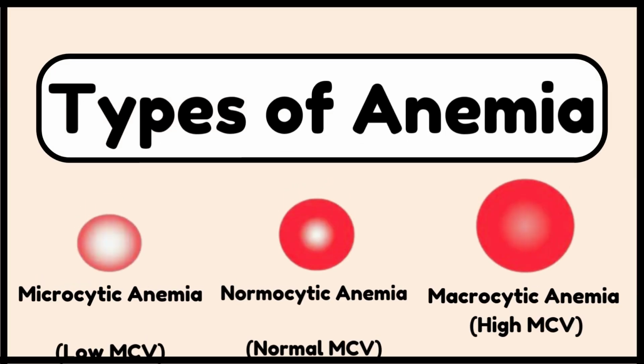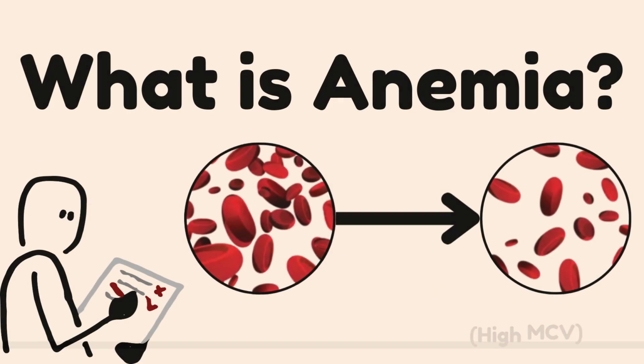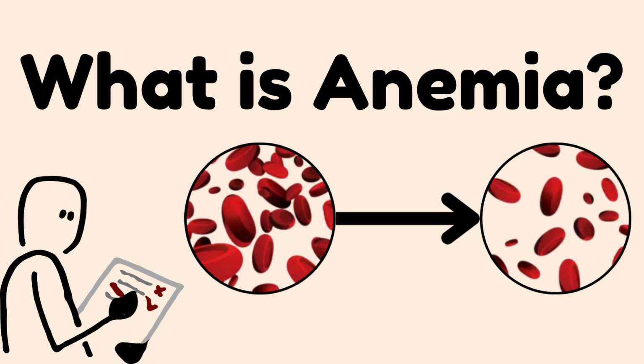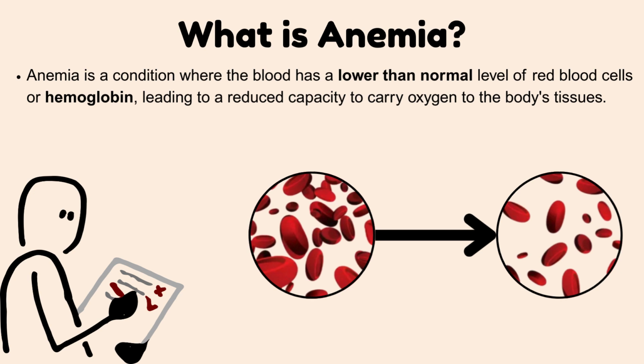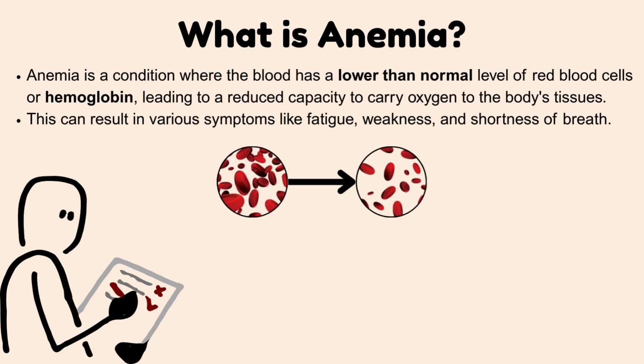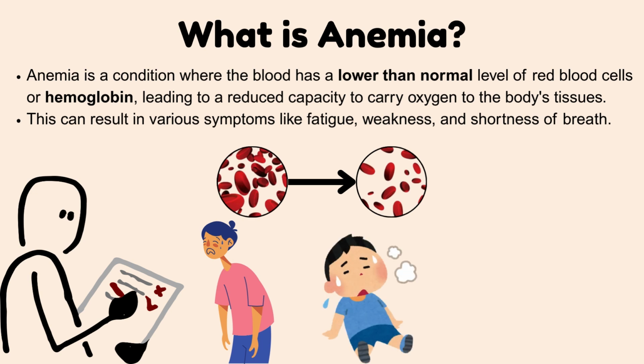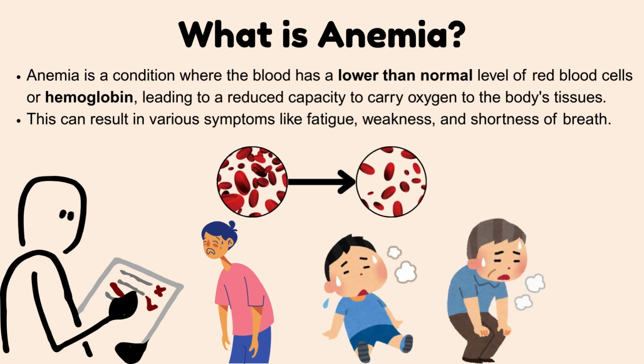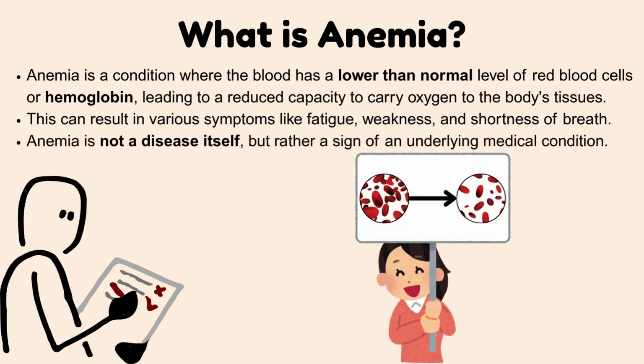Types of anemia. What is anemia? Anemia is a condition where the blood has a lower than normal level of red blood cells or hemoglobin, leading to a reduced capacity to carry oxygen to the body's tissues. This can result in various symptoms like fatigue, weakness, and shortness of breath. Anemia is not a disease itself, but rather a sign of an underlying medical condition.